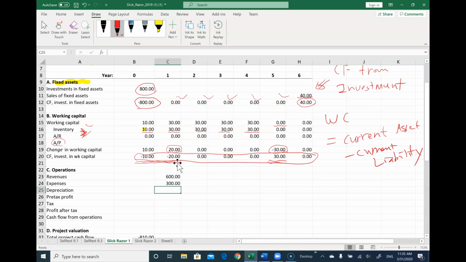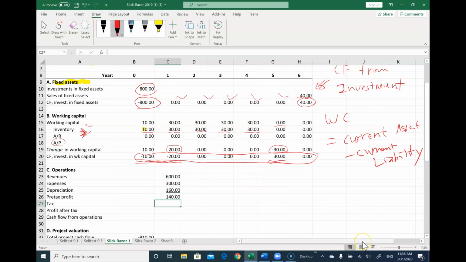And because the company made the investment of $800 million that will last for 5 years, the depreciation is the initial investment over the duration of the project, which is the duration of the machine, which is the 5 years, right? So the annual depreciation is $160 million. So when we calculate the pre-tax profit, it is revenue minus cost minus the depreciation.